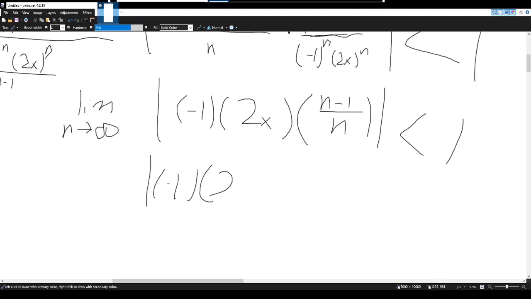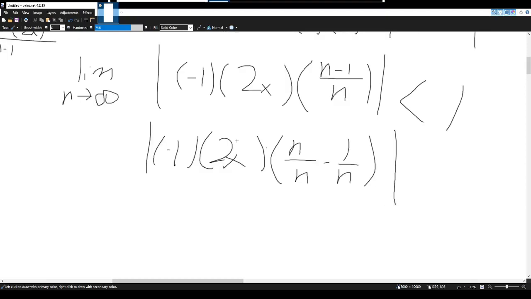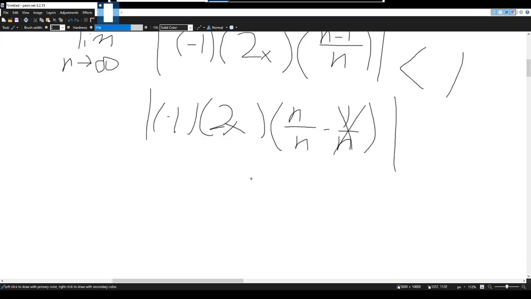So let's try to do something about this. We have n minus 1 divided by n. Well, if we split this into two different fractions, we would have n over n minus 1 over n. Clearly, as n goes to infinity, this is going to go to 1 over infinity, which is 0. So we can get rid of that, and the other part is going to be 1 the entire time. So really, this whole thing is just saying multiply by 1 minus 0, or just multiply by 1. So you can just get rid of that whole thing. So we're going to say the absolute value of -1 times 2x is less than 1.